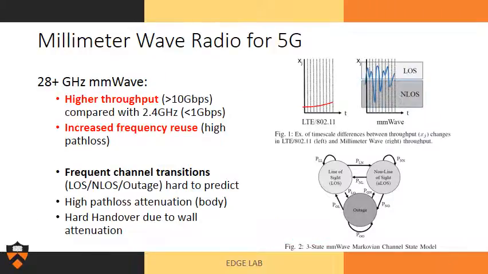Millimeter wave radio for fifth generation cellular networks has several pros and cons. On one hand, millimeter wave can provide much higher throughput compared to the 2.4 gigahertz ISM band and allow for increased frequency reuse. However, on the other hand, there could be frequent channel transitions between line of sight, non-line of sight, and outage states, which are hard to predict, high path loss attenuation due to water content in the human body, and also hard handover is required due to wall attenuation whenever a user enters or exits a room.